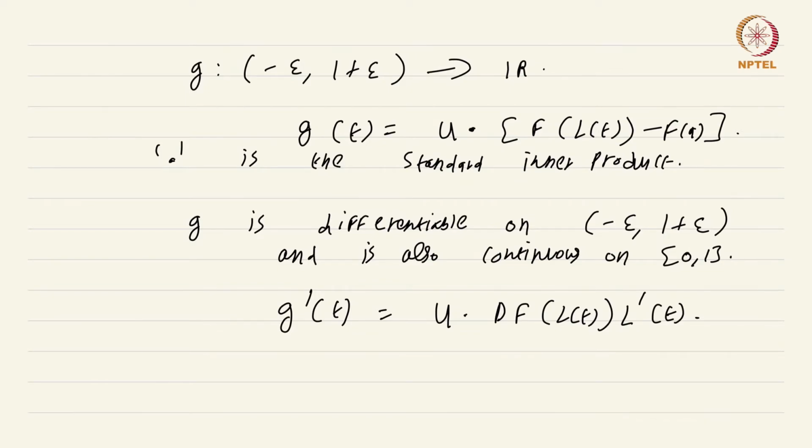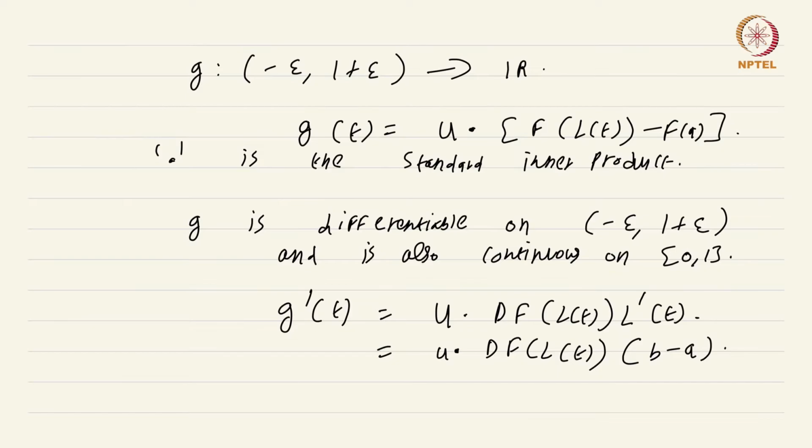Okay, this is going to be the derivative. This is just an application of that product rule that we have seen, noting that u is just a constant vector. So this is just equal to u dot product df at L of t, and remember L of t was (1 minus t)a plus tb, and the derivative of that as a vector function is nothing but b minus a. It's nothing but the constant vector b minus a.